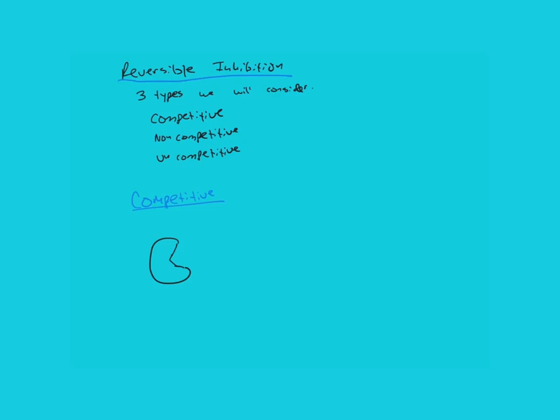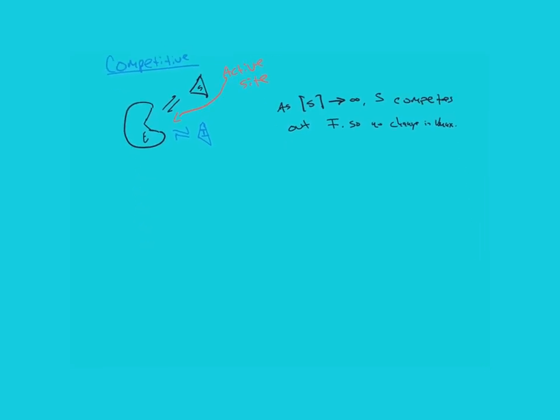Substrate and inhibitor are competing for the same active site of the enzyme. Now, if we have so much more substrate than we do the inhibitor, then the substrate concentration can essentially compete out the inhibitor. So, there would be no change in Vmax.